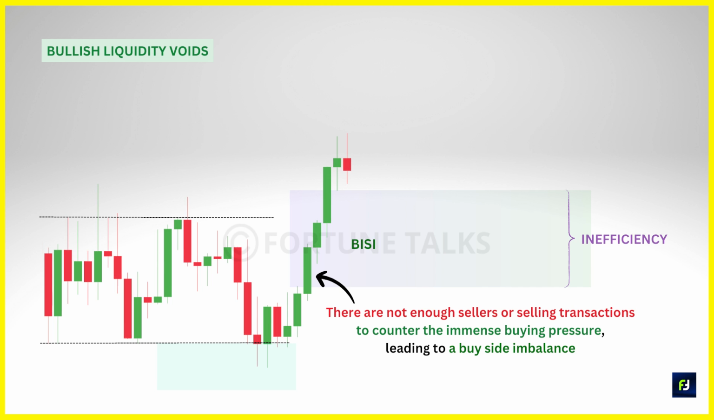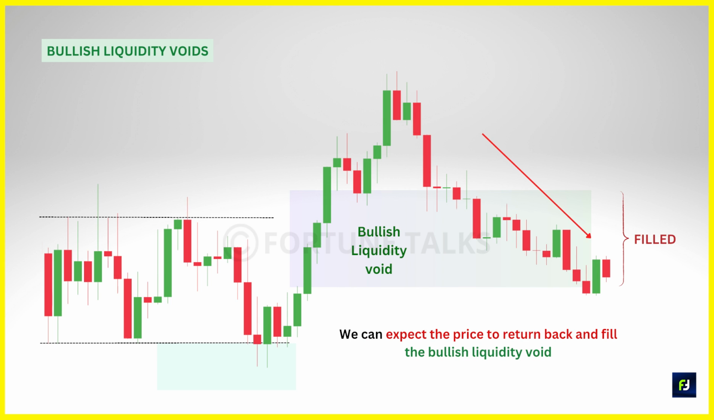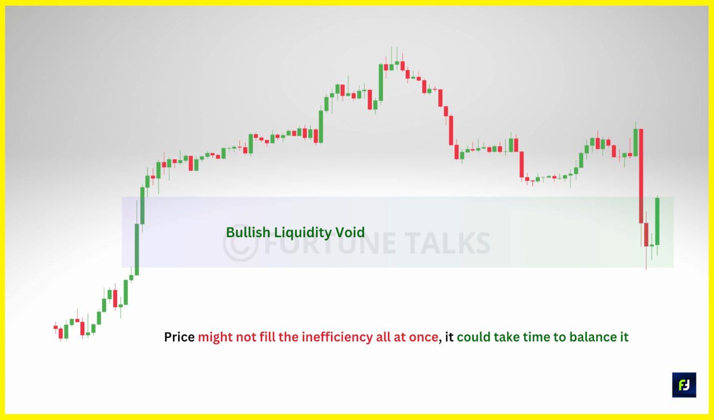What this means is that there are not enough sellers or selling transactions to counter the immense buying pressure, leading to a buy-side imbalance, and a lack in the selling pressure remains as an inefficiency in the market that needs to be mitigated. So we can expect the price to come back and fill this bullish liquidity void that was generated. As mentioned before, this void filling won't have to happen abruptly, but over time, these liquidity imbalances will be dealt with.